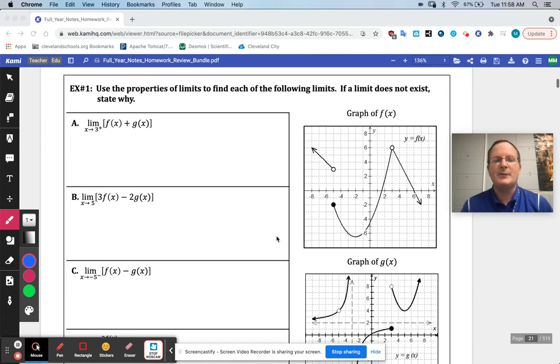So let's get straight into some examples here. If I'm asked the limit as x approaches 3 from the right of the sum, then what I can do is I can break it apart. So let's say we'll write it.